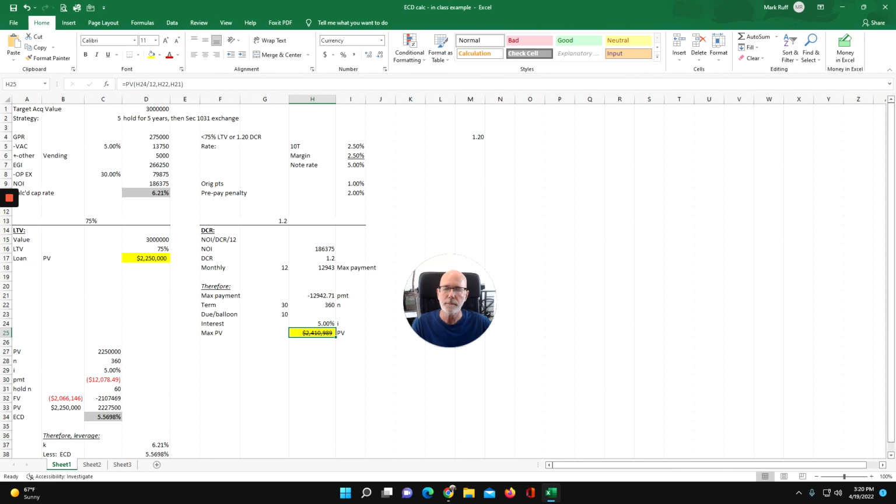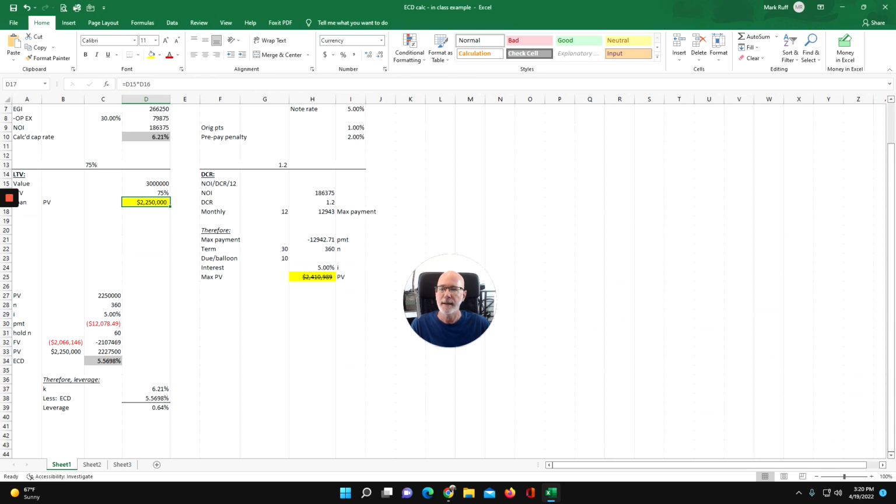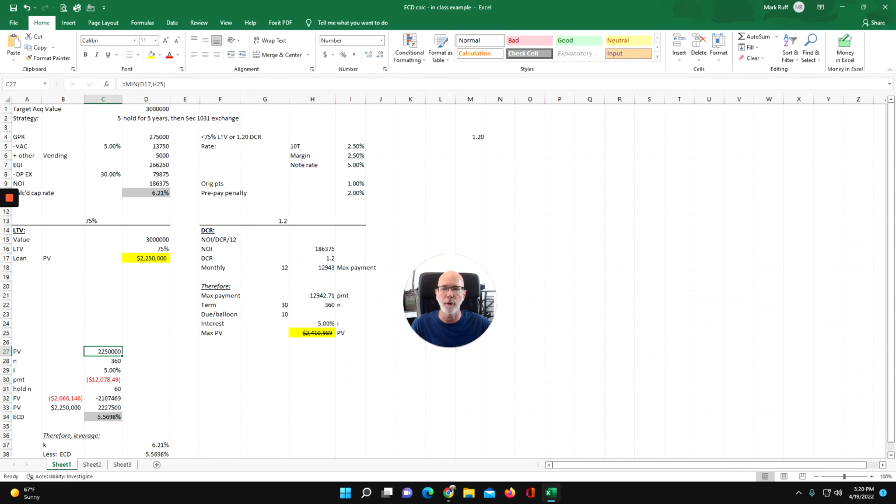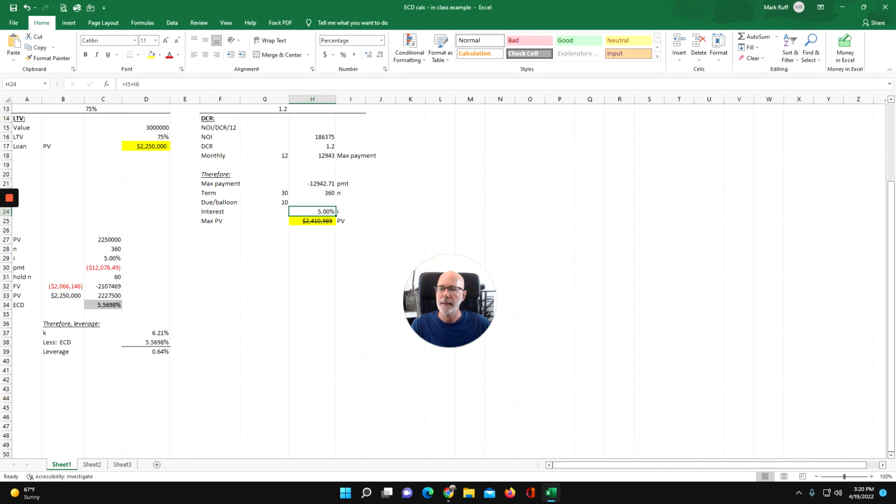Okay? We therefore know then that the loan to value constraint is less than the DCR constraint. 2.25 million is less than 2.41 million, even with new math. This is the lesser of these two amounts. Therefore, I know that the maximum amount of loan I can get on this deal at this loan program and with this rate is $2.25 million.